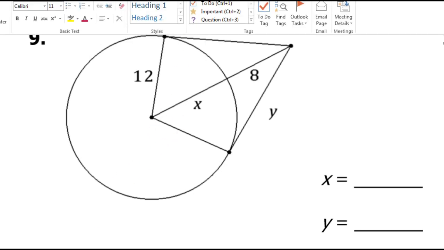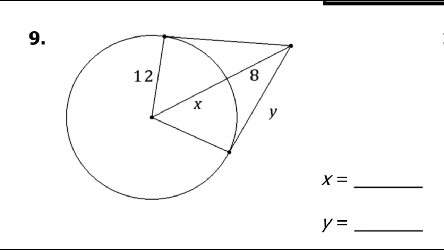Problem number 9 involves a different relationship where when you have these tangent segments that meet outside the circle, then, well, first of all, they are equal. So this segment and this segment are always going to be the same. Not only that, but the radius and a tangent segment always will form a 90-degree angle, which means you can use the Pythagorean theorem. So look, another thing is that a radius is a radius is a radius.